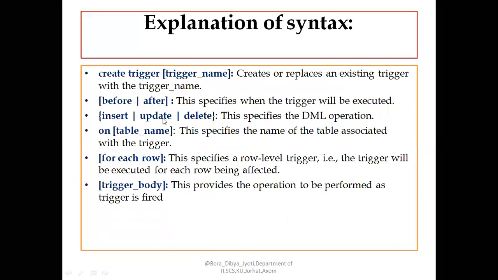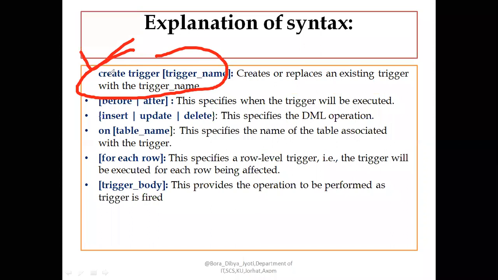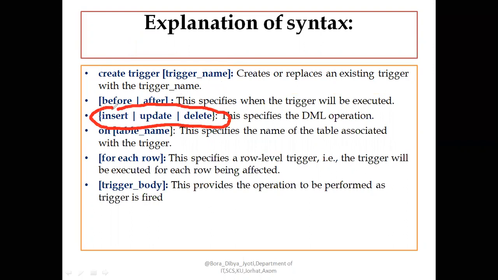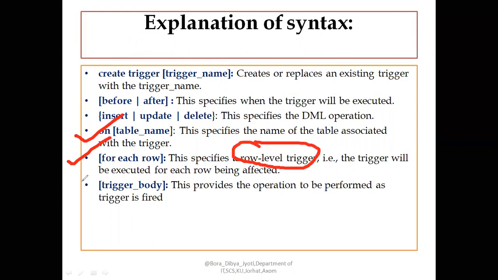Now let's go through the keywords one by one. The first thing is create trigger with the trigger name, which creates or replaces an existing trigger with that name. Then before or after specifies when the trigger will be executed. Then the operations: this specifies insert or update or delete DML operations. Then on which table: the table name specifies the table associated with that trigger. Then for each row specifies a row-level trigger, that is, the trigger will be executed for each row being affected.